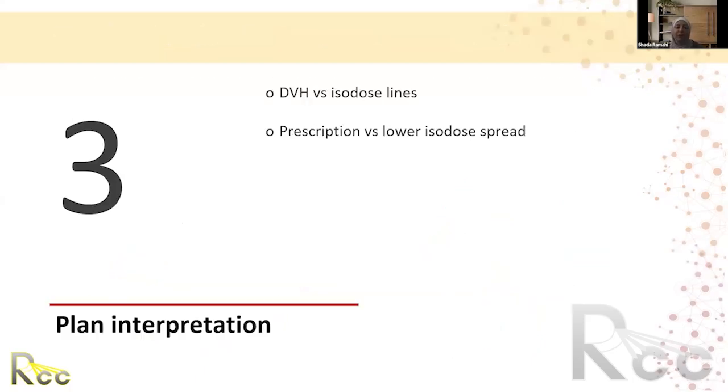All right, so the last part is, I now have two plans. I have two nice 3D plans. How do I choose which one? DVH versus isodose lines. Which one do I use? Which one is more important? Do I only concentrate on looking at prescription dose, like the 100% isodose line, 90%, maybe 95%? Or do I worry also about the 50%, 30%, 20%?